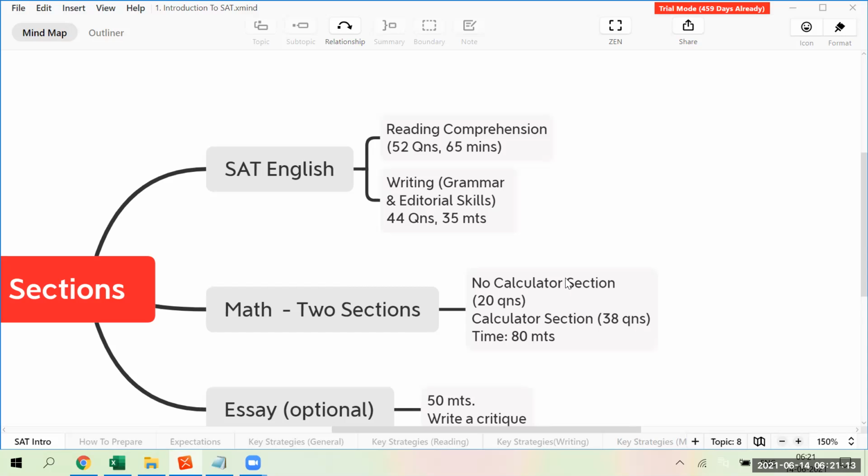Now, editorial skills would mean how should you structure your thoughts, and grammar would mean how should you write your content so that it is grammatically correct and people understand it easily.